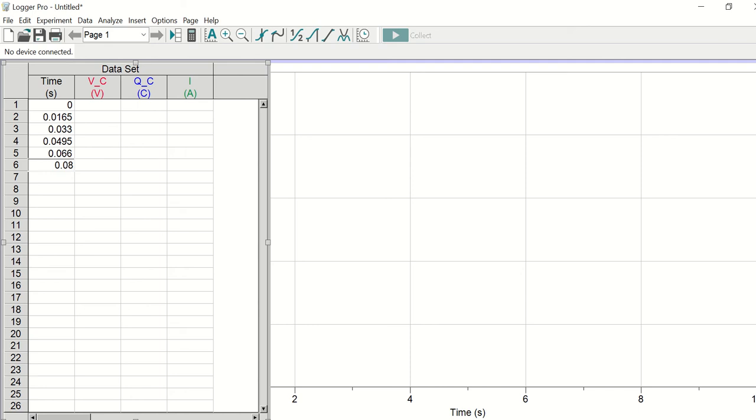If you're good at making calculated columns, you can enter that too to make it easier, or if you're good at Excel, you can do the calculations that way.